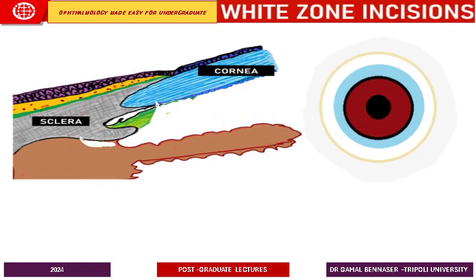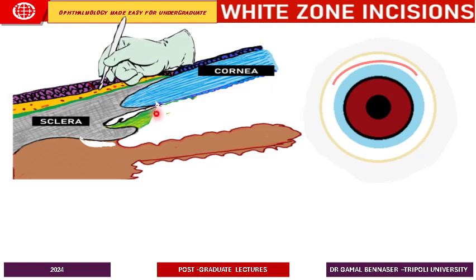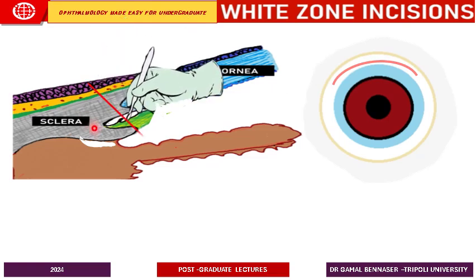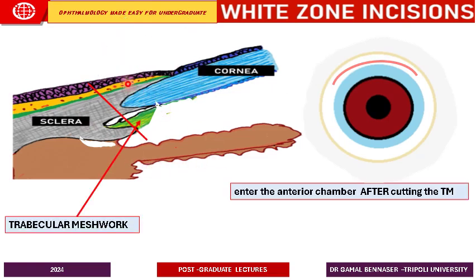The other type of incision, of course, if we go midway between the posterior limbal incision and the midline limbal incision, that's why in the middle of the white zone here, this is called white zone incision. Now, this white zone incision, as you know in the anatomy, will pass midway between the posterior limbal incision and the midline limbal incision here.